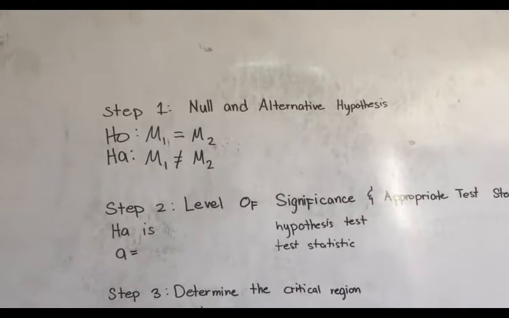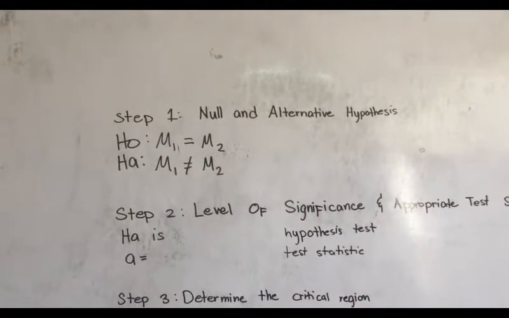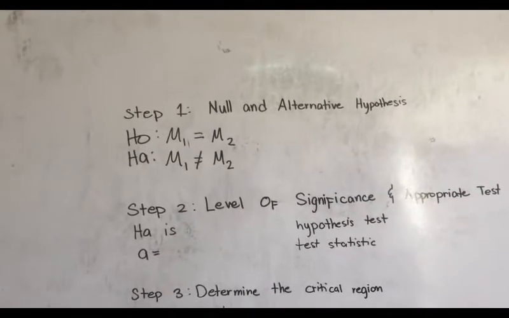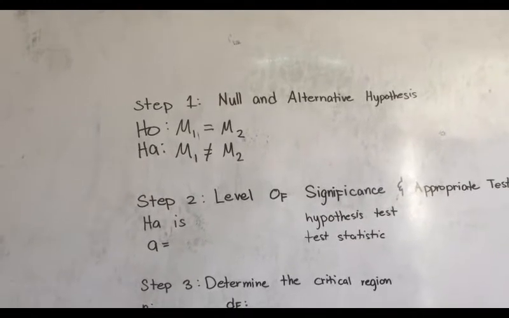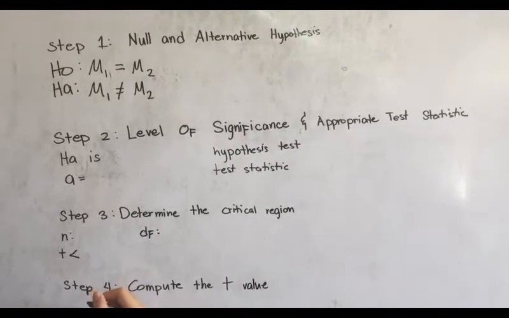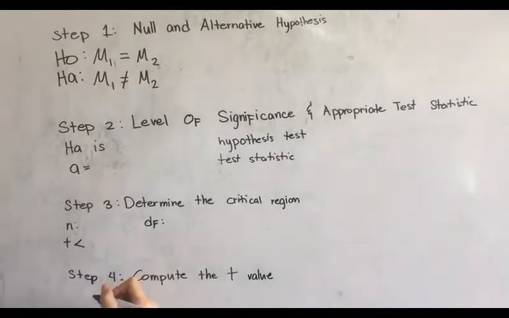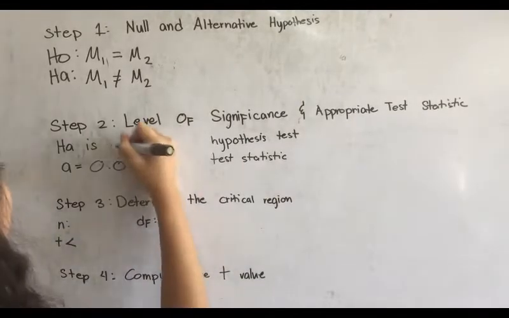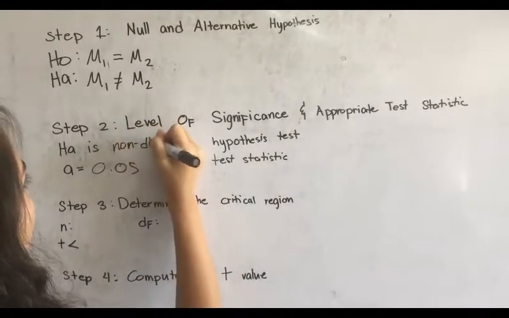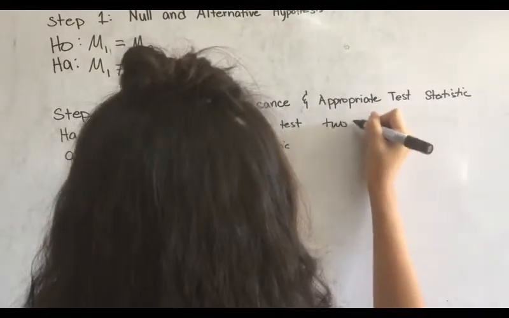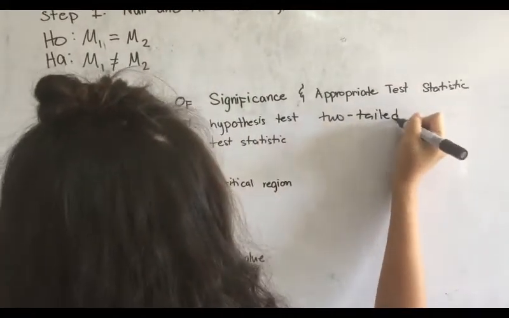Step 1. Null and alternative hypothesis. HO, population mean 1 is equal to population mean 2. HA, population mean 1 is not equal to population mean 2. Step 2. Level of significance and appropriate test statistic. Level of significance, alpha is equal to 0.05. HA is non-directional. Hypothesis test is two-tailed. Appropriate test statistic is t-test.